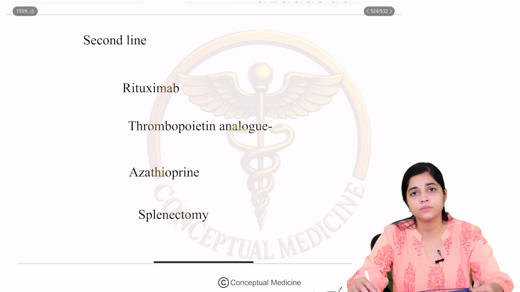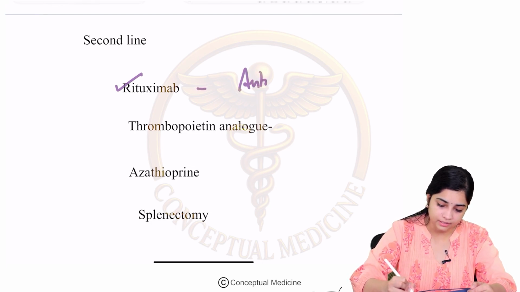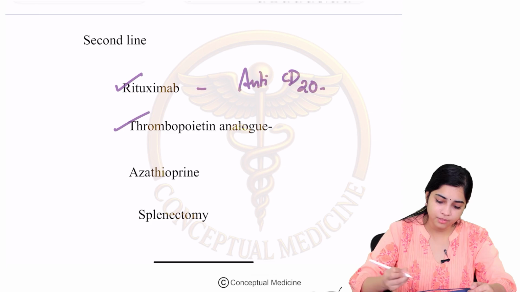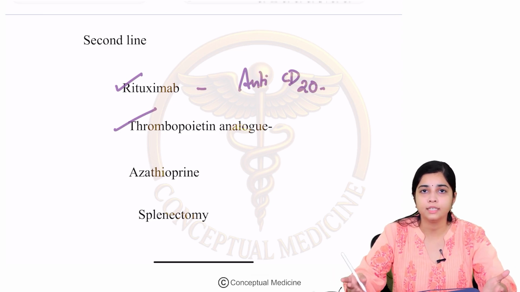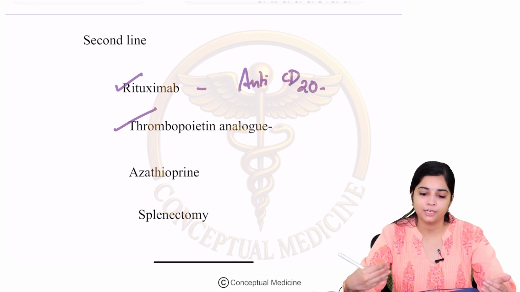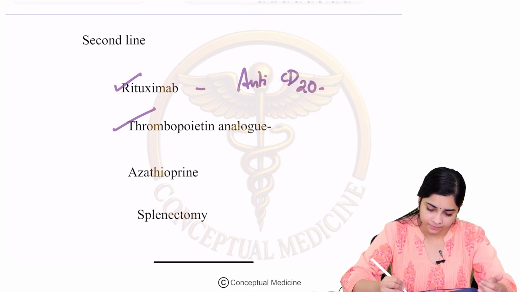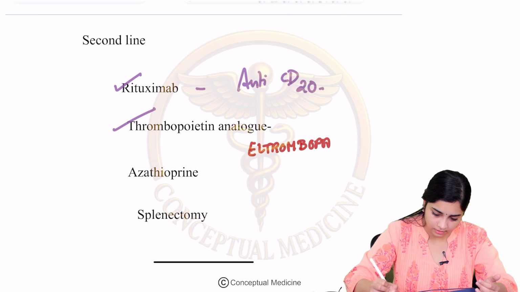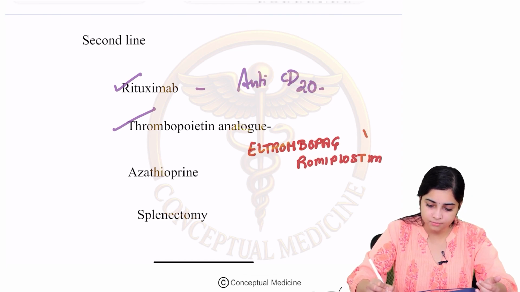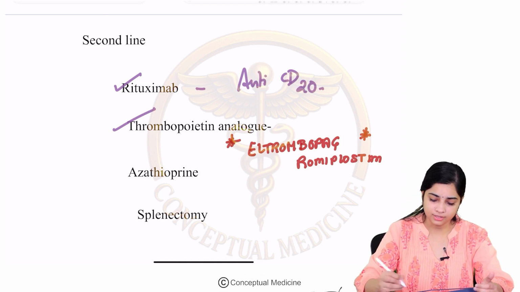What are the second line agents used in the management of ITP? So, we have rituximab, which is an anti-CD20 antibody. Then we have thrombopoietin analogues, which basically stimulate thrombopoietin receptors, similar to how we use erythropoietin analogues in anemia of chronic disease like in CKD. What are the thrombopoietin analogues used? They are Eltrombopag and Romiplostim, which can be used especially in secondary ITP, secondary to immunological disorders.